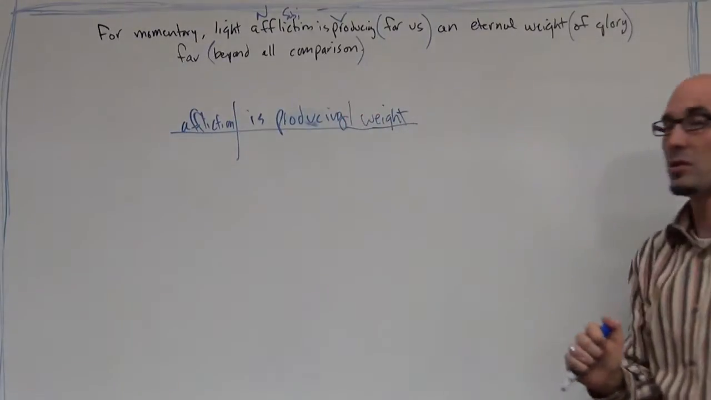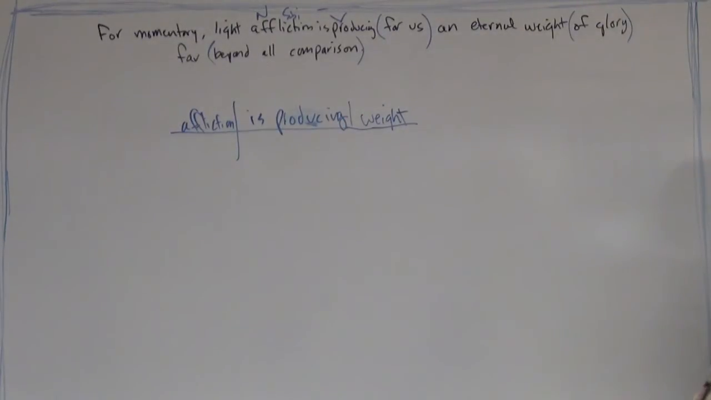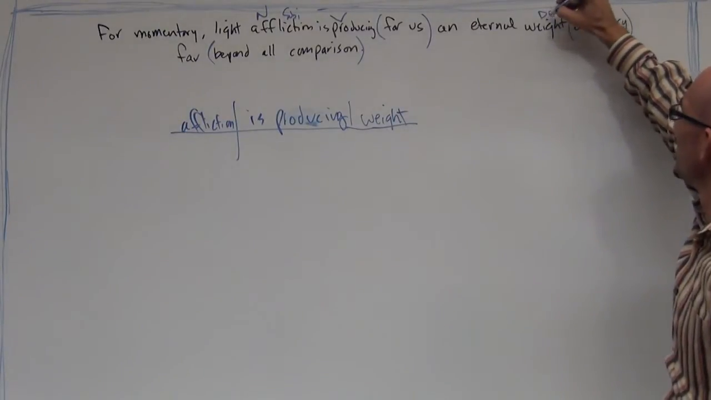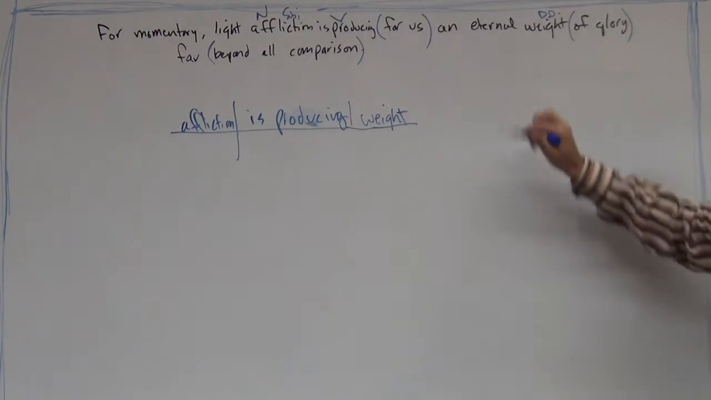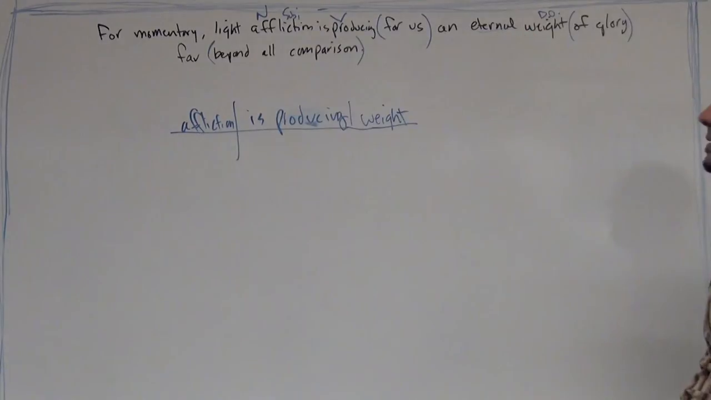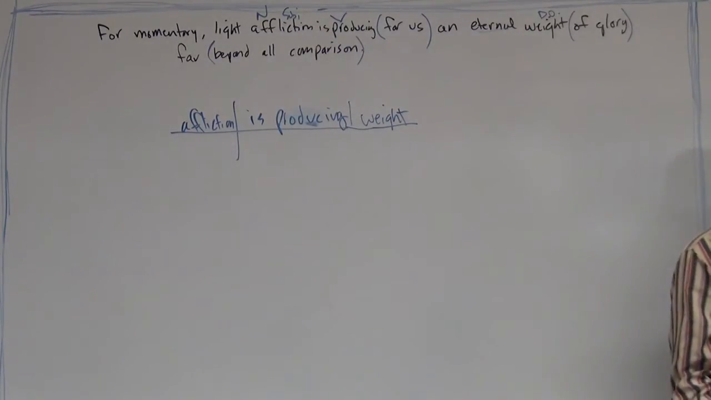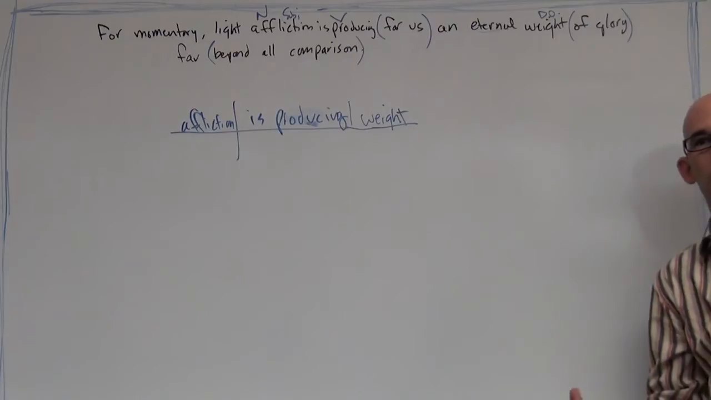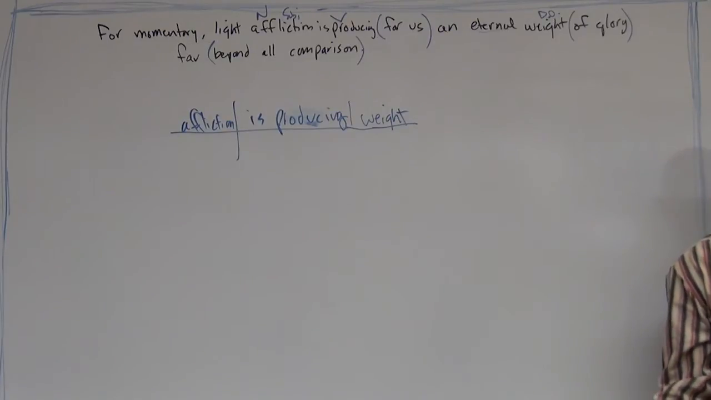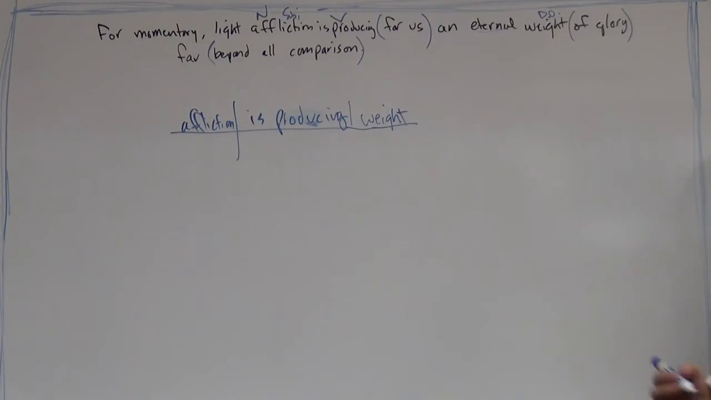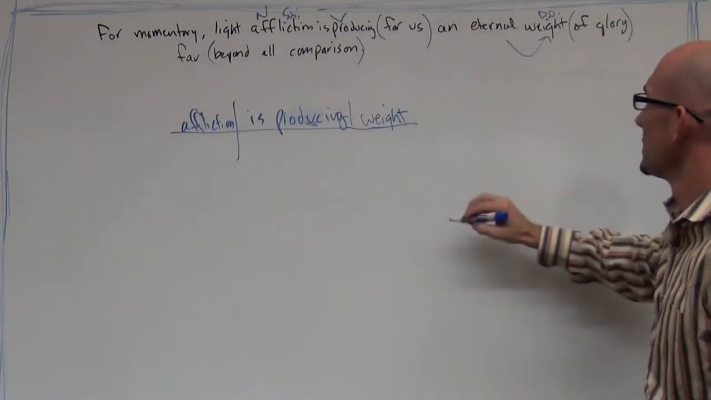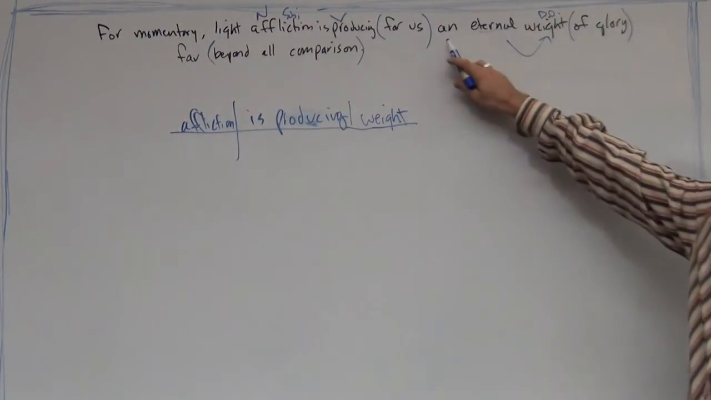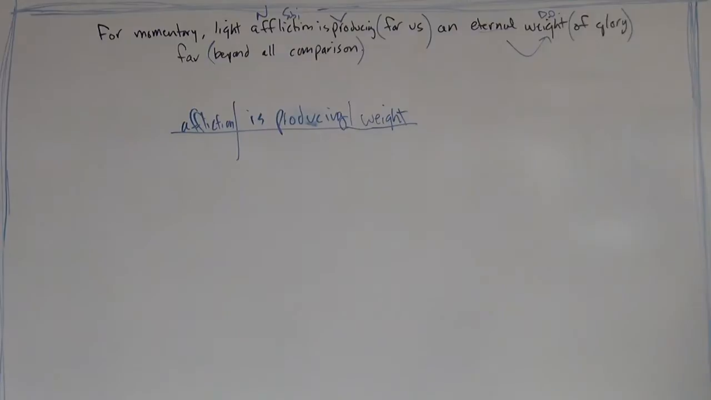Okay? Affliction is producing weight. Okay? That's our direct object. What is eternal? It's an adjective. What does an adjective modify? Noun. In this case, what is eternal modifying? Weight. Okay? What is an? Indefinite article. Good. And what is it pointing to? Weight.